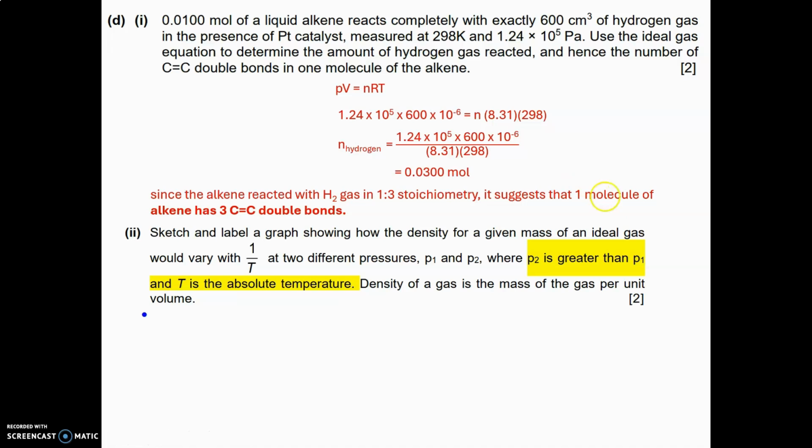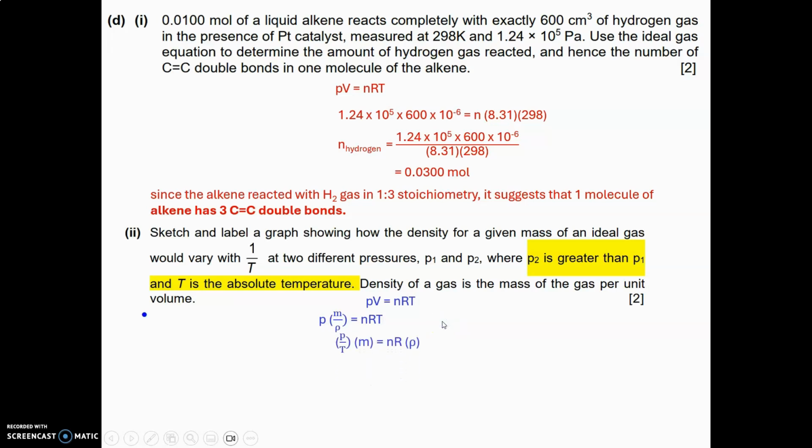Part 2, we want to sketch a graph for how the density of an ideal gas varies with 1/T at P1 and P2, with P2 being greater than P1. So again, we are going to start with the ideal gas equation, but the ideal gas equation does not contain density. So the question has already hinted to you that density is mass divided by volume. So I'm going to write the V in the ideal gas equation as mass over density. So this is rho, it stands for density. So P times m over rho equals nRT.